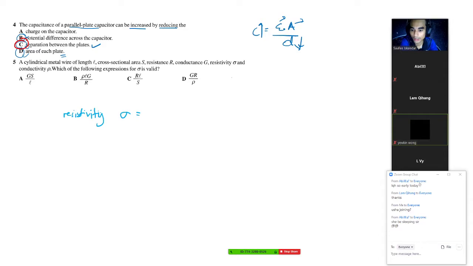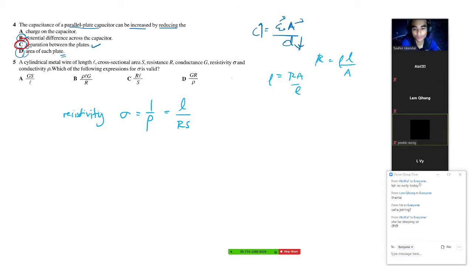Sigma equals 1 over rho, or rho is 1 over sigma. It's not sigma, it's rho, conductivity. And sigma equals L over RS. Actually, rho equals R A over L, where A is the cross-sectional area. Is it correct? Correct, yes, because R equals rho L over A. So yes, correct.